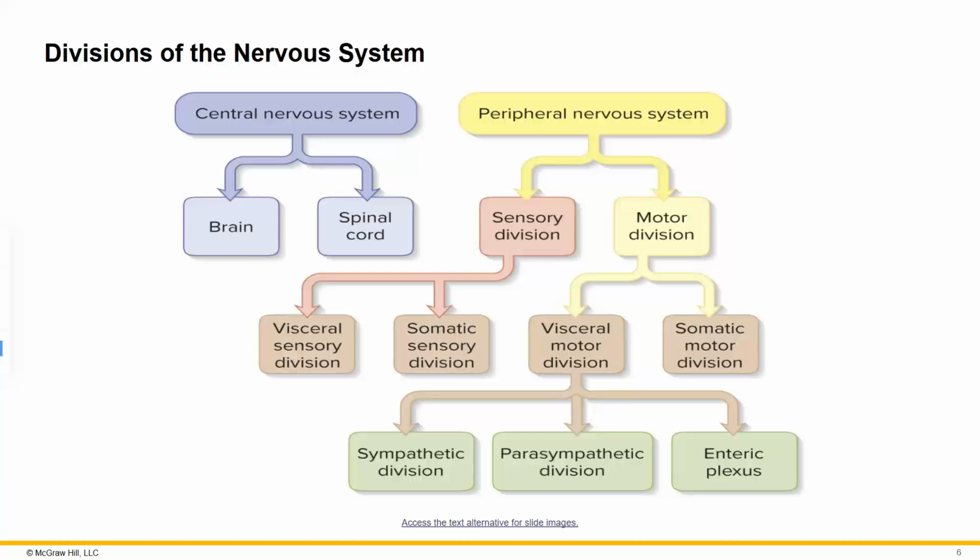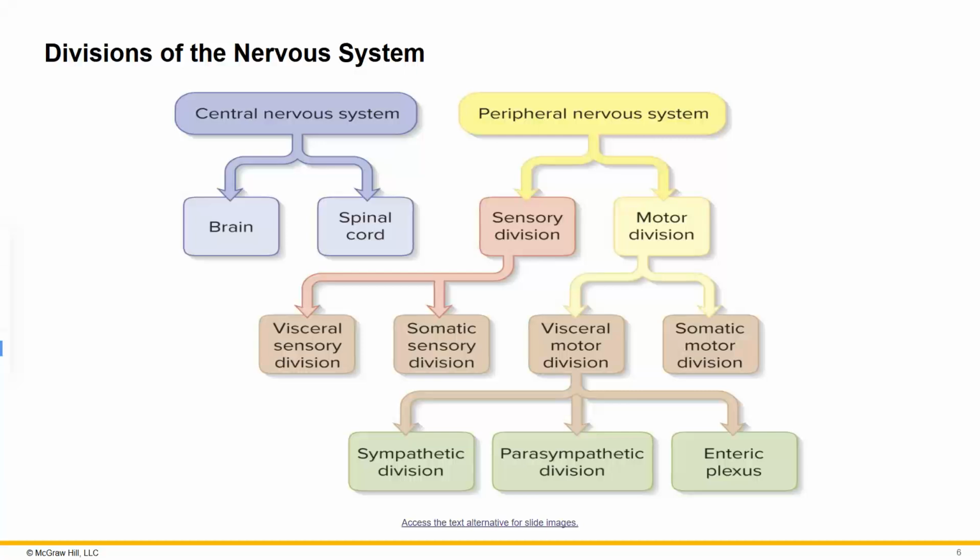So here are the main divisions. We've got the central nervous system broken down in the brain and spinal cord. The peripheral nervous system has the sensory division and motor division. Sensory brings information to the central nervous system, while motor takes information from the central nervous system back to the glands or muscles that are going to perform an action.